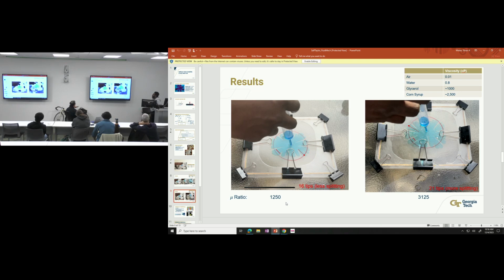But when comparing the glycerol, which has a viscosity ratio of 1,250, to the corn syrup, which has a viscosity ratio of 3,125, you can notice that the higher viscosity has, on average, lower width between the fingers. The fingers are also longer in comparison. And then I counted on this surface how many tips there were. There were 16 tips in the lower viscosity situation with glycerol compared to 21 tips, so more tip splitting with the corn syrup.